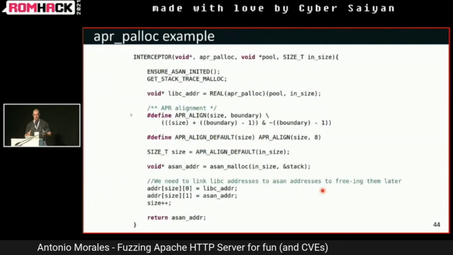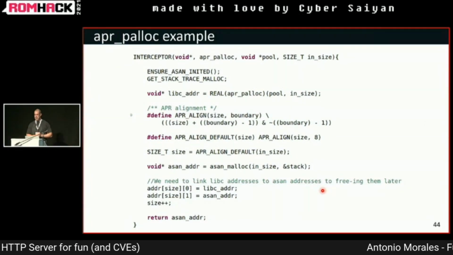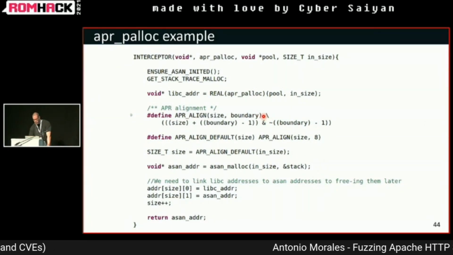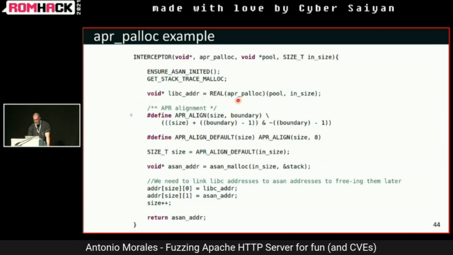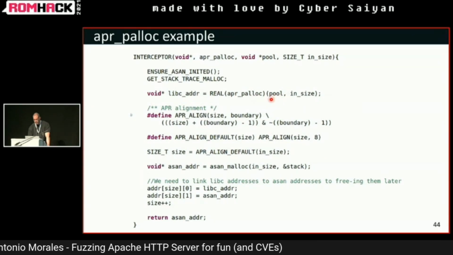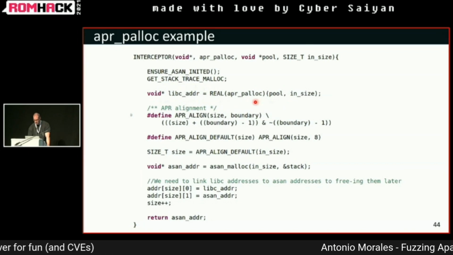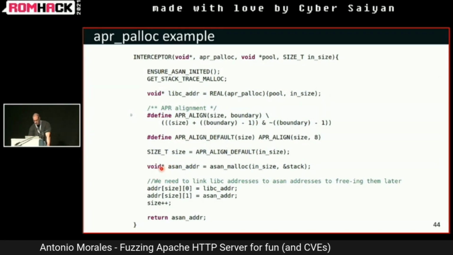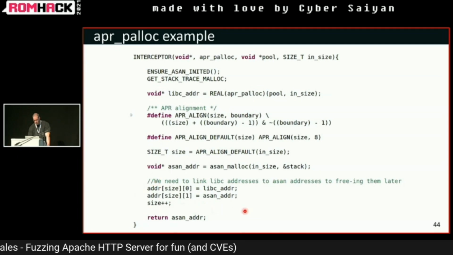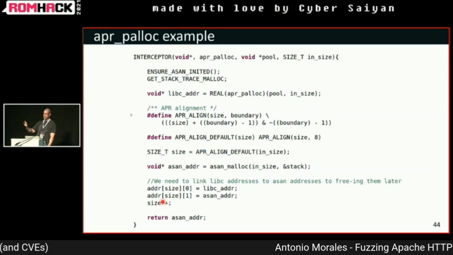And this is just an example. This is my implementation of my interceptor for apr_palloc. There are three relevant parts. The first one is when I call real apr_palloc to get the original address of apr_palloc. Then I save the address of the sanitized malloc. And in the end, what I do is save both addresses to free them later.